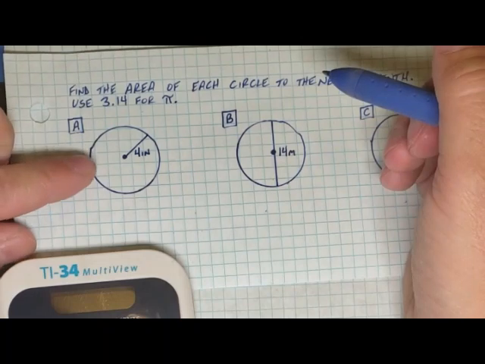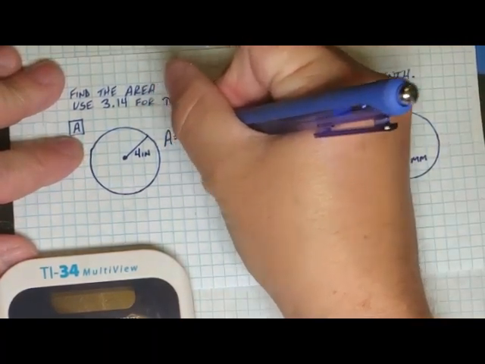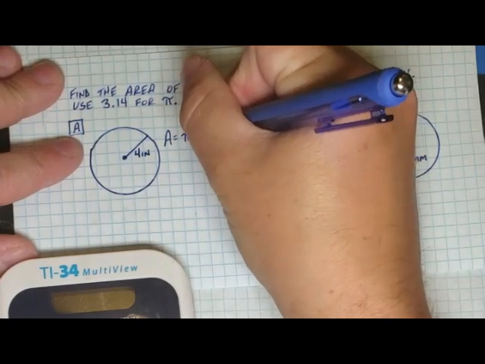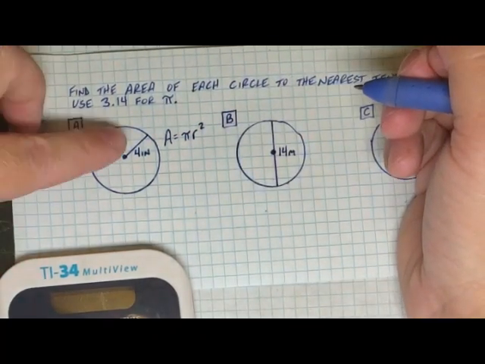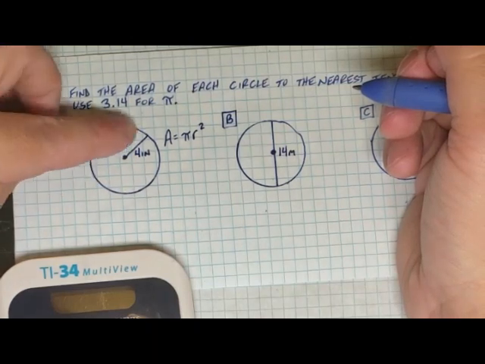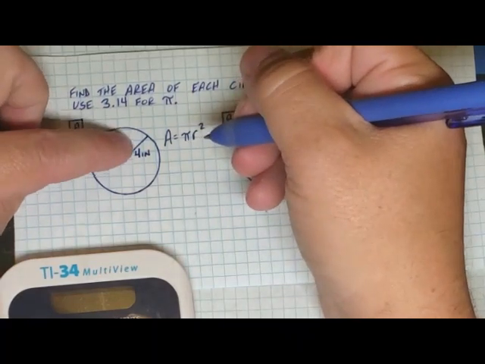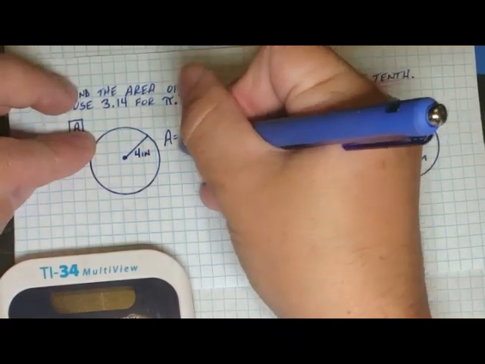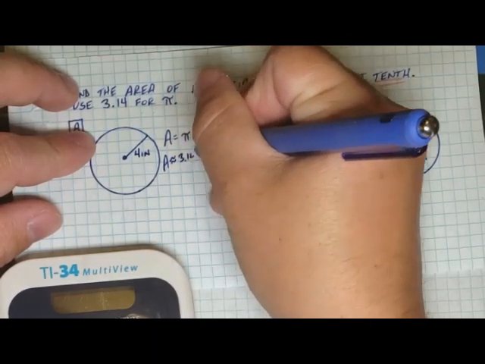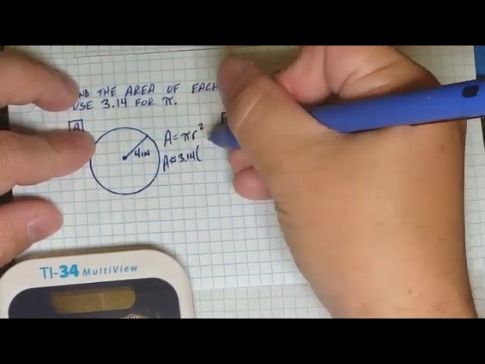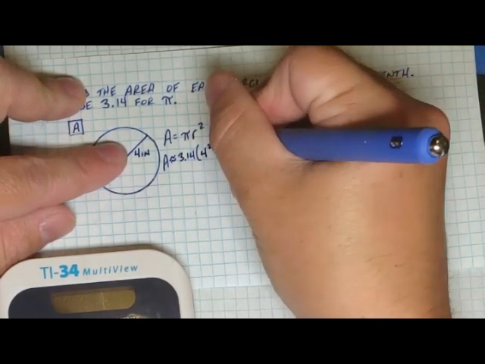So if we're going to find the area, we need the formula for the area of a circle. There's only one. Area equals pi r squared. Then look at your circle. Is this a radius? Yes, because it only goes halfway across. So we are going to use this number for r. We're going to plug in our approximation for pi. And then this says r squared, so we want 4 squared.